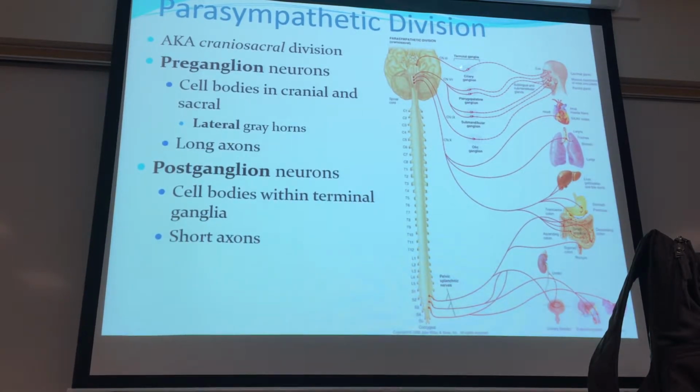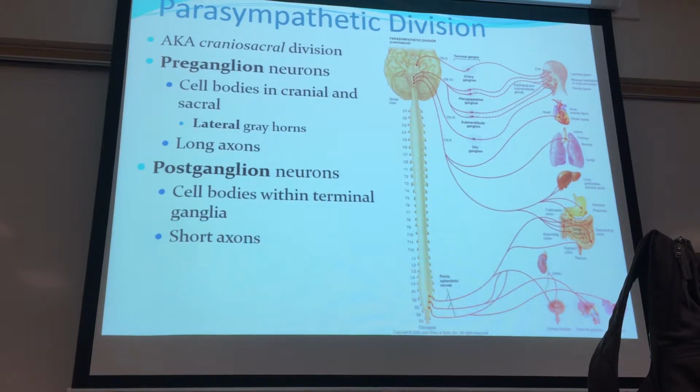But if you were to look at the ones that originate from our cranial nerves, you're going to see that we have the ciliary ganglion. You'll see the pterygopalatine ganglion, submandibular ganglion, and the otic ganglion. And I'm not going to have you guys memorize that, but just recognize that the ganglia, again, are close to the target tissues.